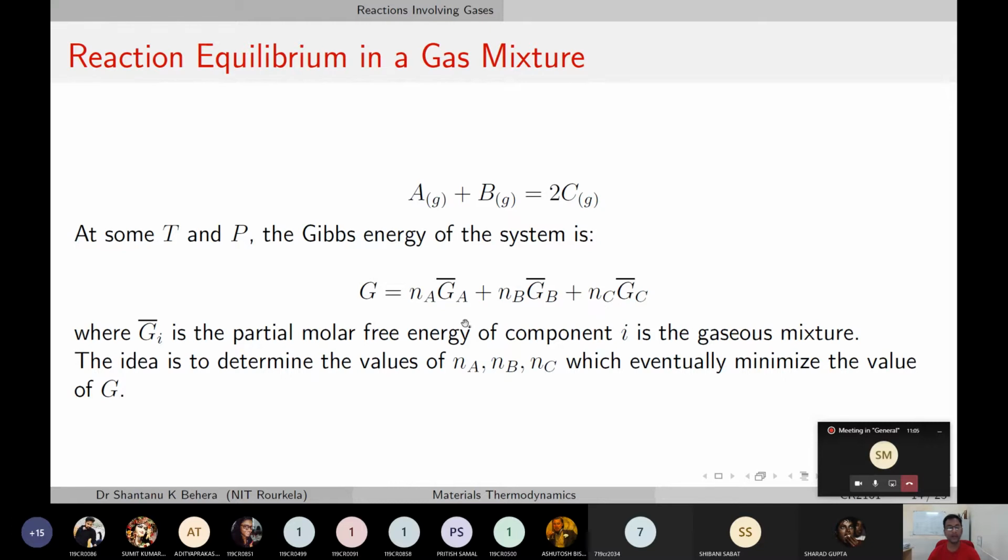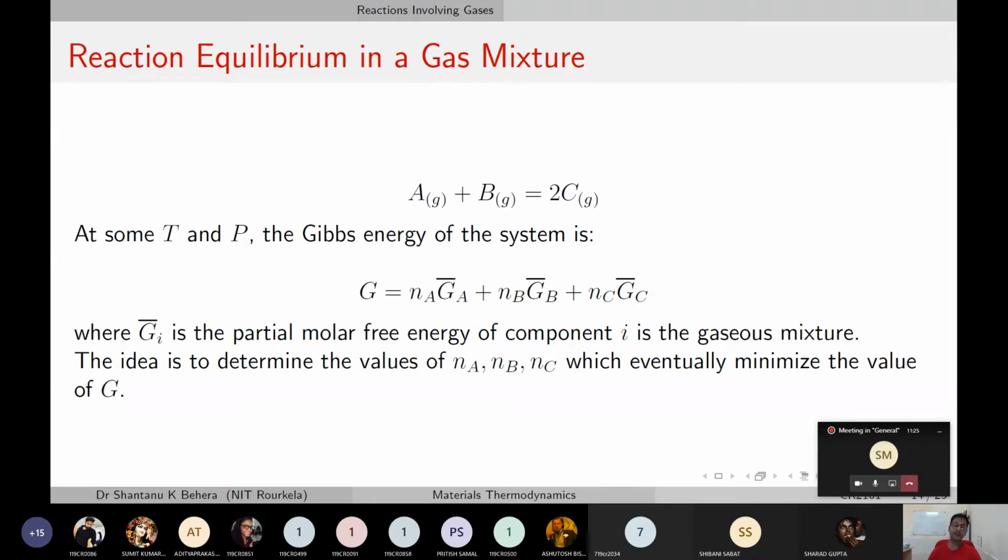And if you need to find the total Gibbs energy of the system, you simply multiply Na by the partial molar free energy of component A. Likewise, you add it up. It's the summation of Ni Gi. That's the total Gibbs energy of the system.